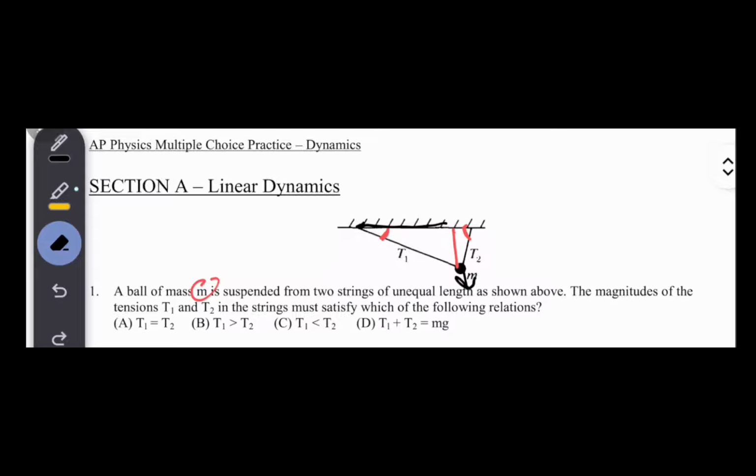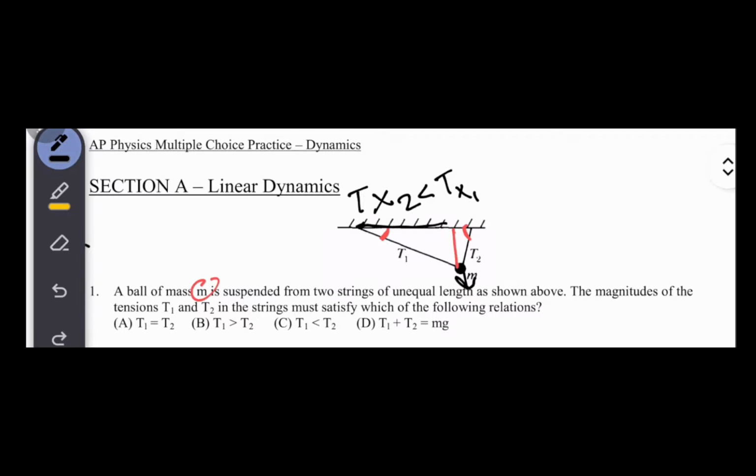And knowing that, we can use that knowledge to find the magnitude of tension 1 compared to tension 2. Since tension 1 has to make up for its lack of tension in the vertical axis, it's going to have a greater X tension than tension 2. So tension x1 is greater than tension x2.